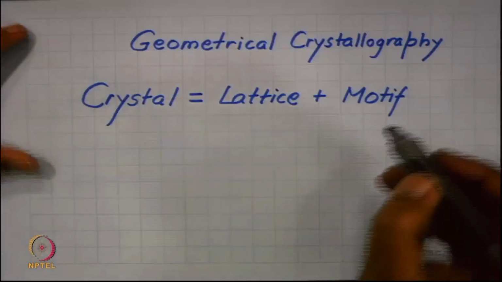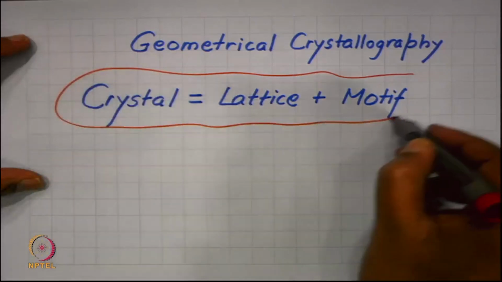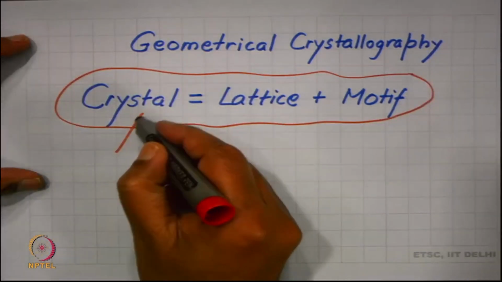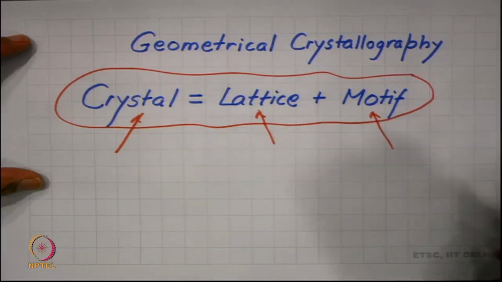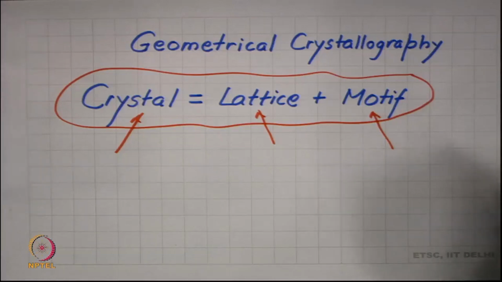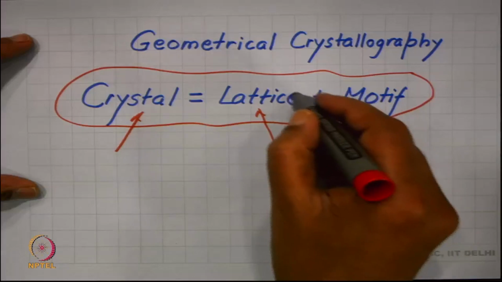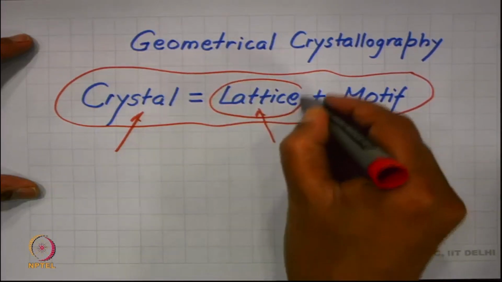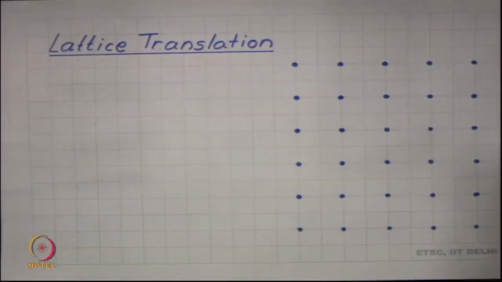Hello. So, we are on the topic of geometrical crystallography. Last class we discussed this important relationship, crystal is equal to lattice plus motif. We defined crystal, we defined lattice, and we defined motif. Now, in this class we will look at a little bit more detail about some of the properties of lattice. So, lattice will be the focus of this session.